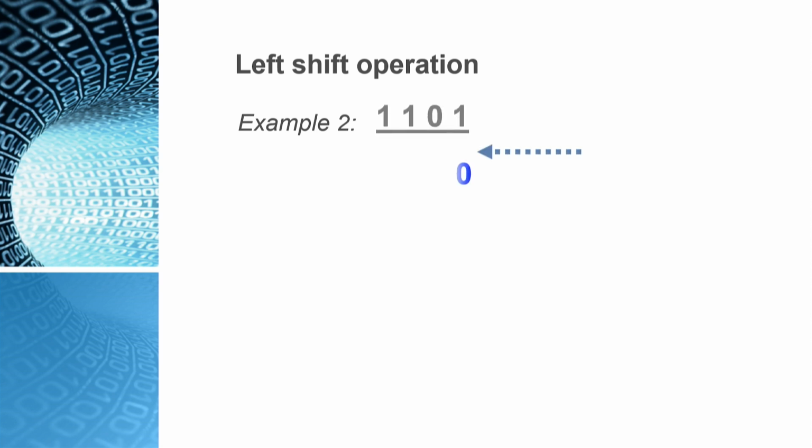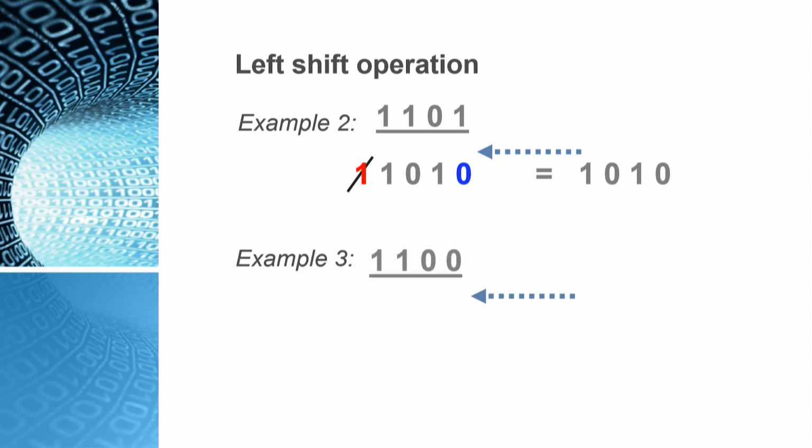1101 becomes 1010 after a left shift, as the original leftmost 1 has been discarded and a 0 has been added to the right. 1100 becomes 1000 since the leftmost 1 has been discarded and an extra 0 has been added on the right side.